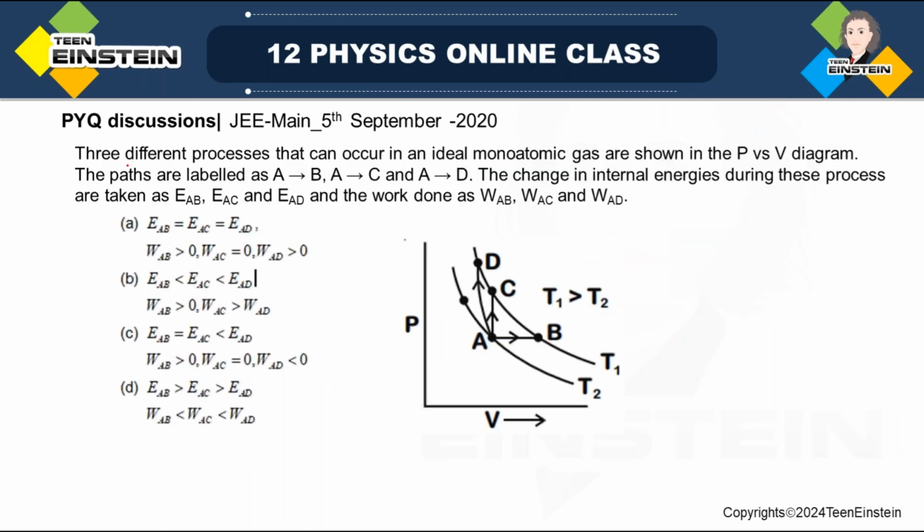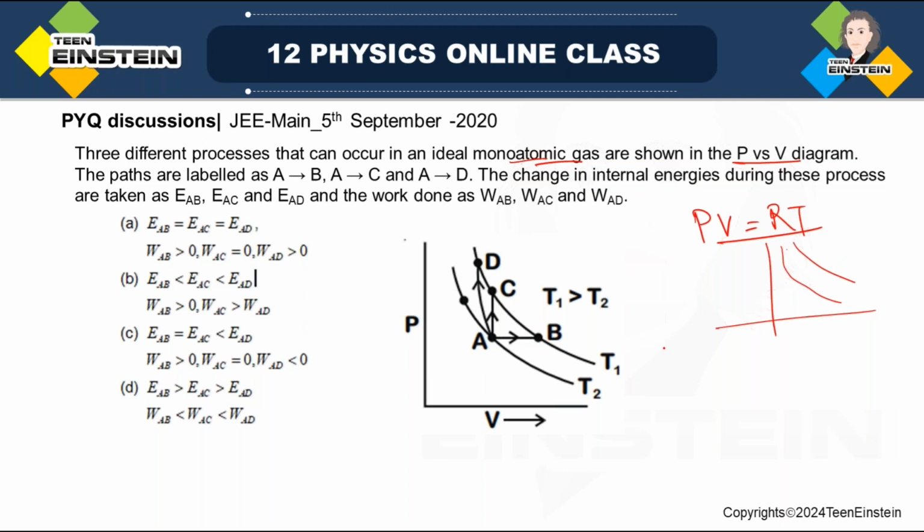Okay, so this question says three different processes that can occur in an ideal monoatomic gas. Ideal monoatomic gas. Okay, ideal gas. So we can understand it will be monoatomic gas, PV = nRT. So it will follow ideal gas. Will follow this equation as shown in the figure. See, as shown in the P versus V diagram. So P versus V diagram, as you have seen, it will be kind of this. Okay, you look. So these are called isotherms.